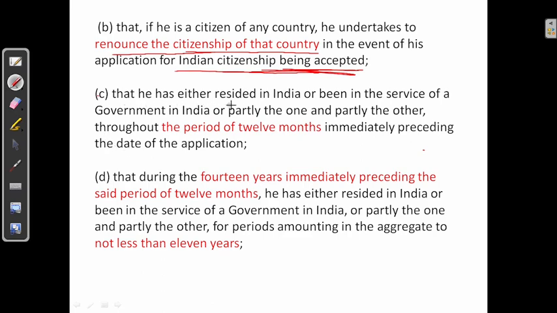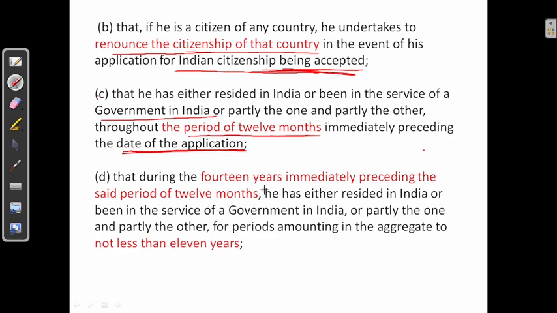Next, he has either resided in India or been in service of the government of India, or partly the one and partly the other, throughout a period of 12 months immediately preceding the date of application. See, if he is working under the government of India and living in India for a period of 12 months before the date of application, then he is allowed citizenship through naturalization.